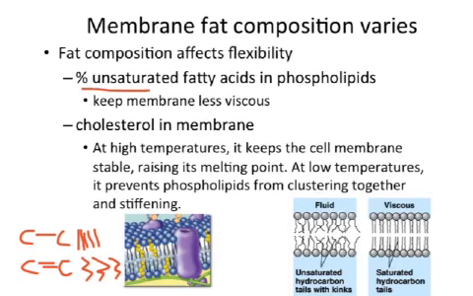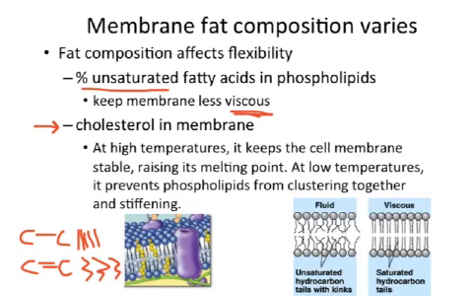So the percent of unsaturated fatty acids keeps the plasma membrane more fluid. Another way of saying that is less viscous. Honey is viscous, it's thick and can't move very fast, it's more stiff. And having unsaturated fatty acids helps to maintain that fluidity of the plasma membrane.